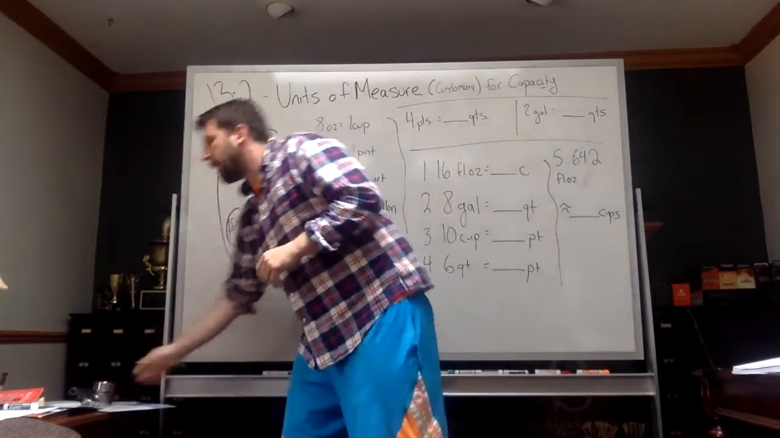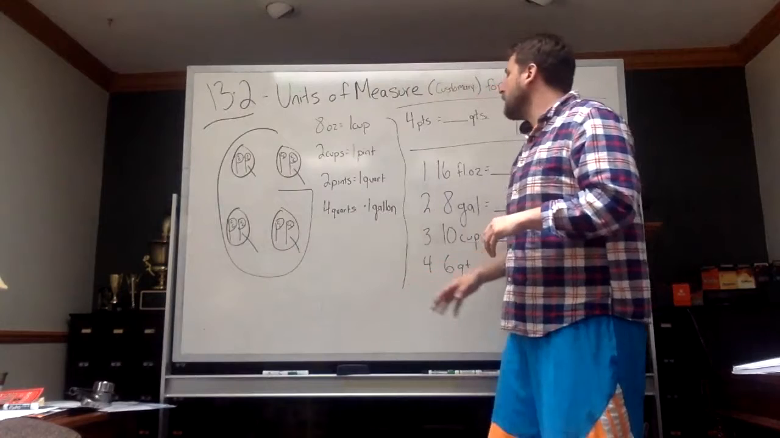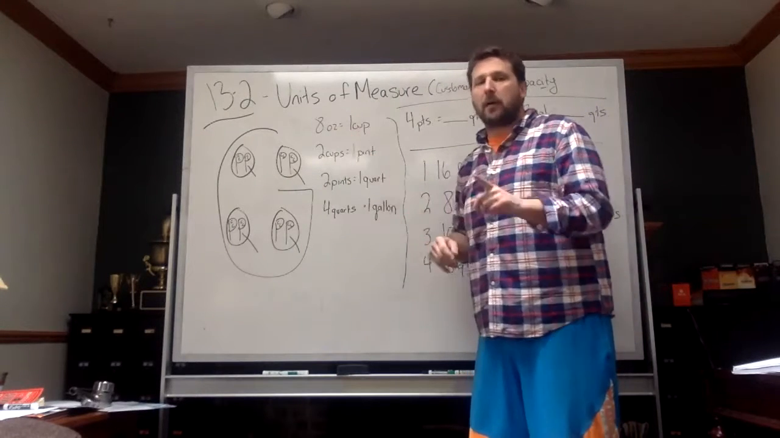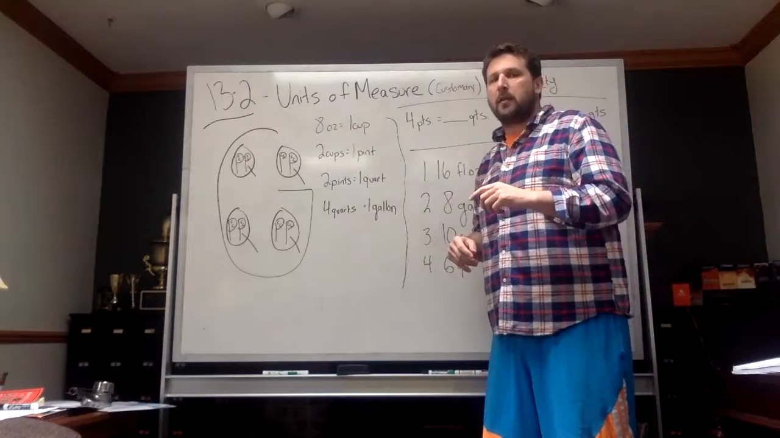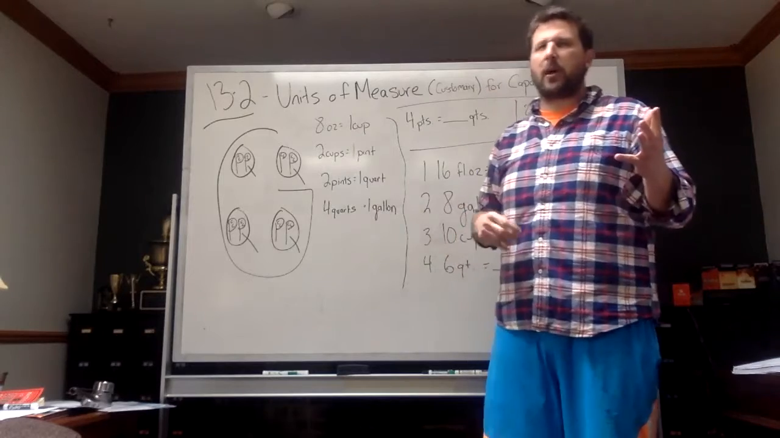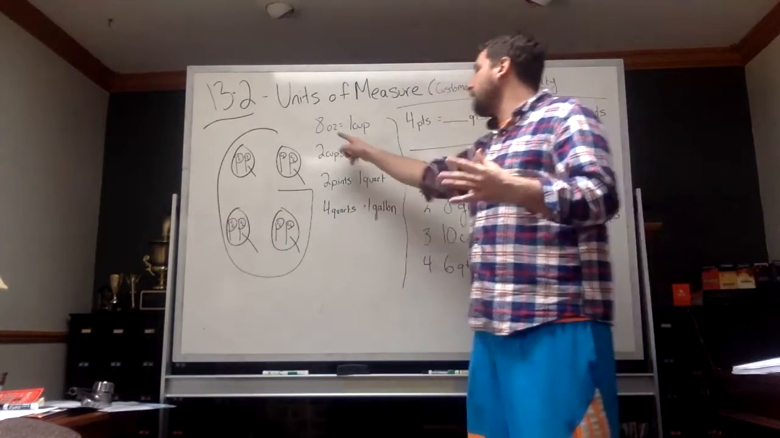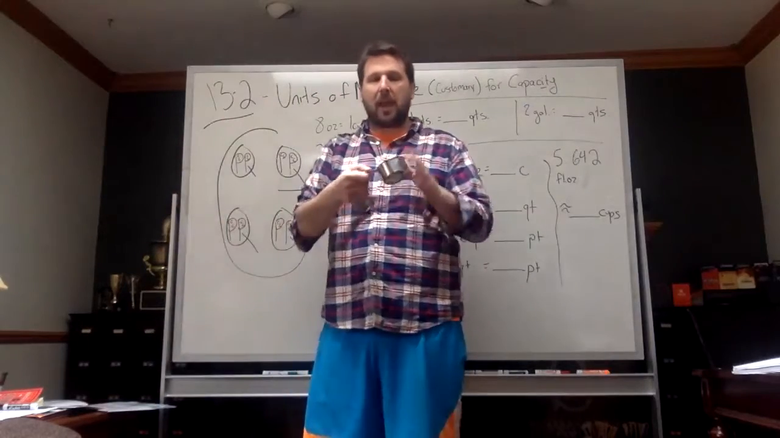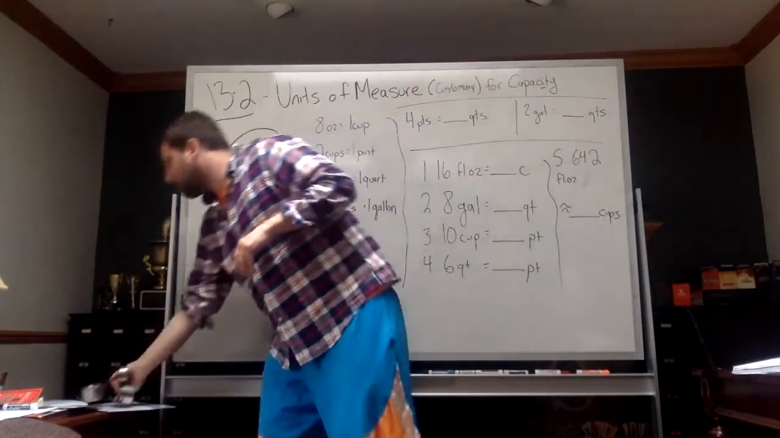And then the last thing that they want you to know is how many ounces are in 1 cup, and there are 8 fluid ounces in a cup. There are going to be ounces later on that we learn about, I think tomorrow. But for now, it's 8 fluid ounces in 1 cup. So every one of these little cups holds 8 fluid ounces of liquid.